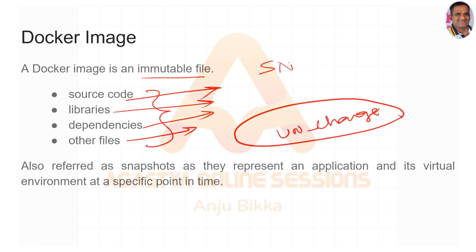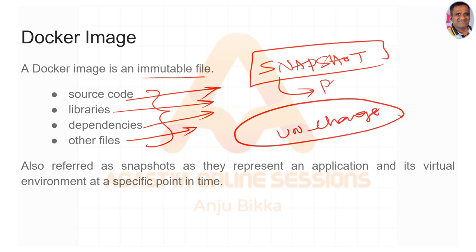And also a Docker image is referred to as a snapshot. What is a snapshot? A point in time image. So it consists of an application and a virtual environment at a specific point in time.